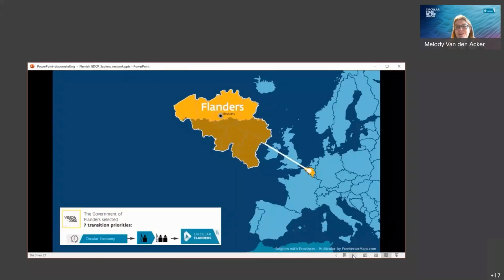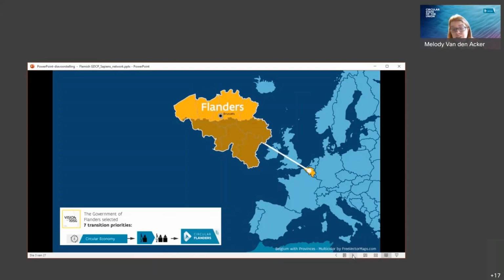So as you might have noticed, Flanders is quite a small region in Europe. It's quite densely inhabited. We have over 6 million people here. And we also have our own government. And so this government has decided that circular economy is one of the 7 transition priorities. So this is quite a good position to be in. And currently there are 2 secretaries that are responsible for this circular economy transition: the one responsible for the environment and another one responsible for economy.